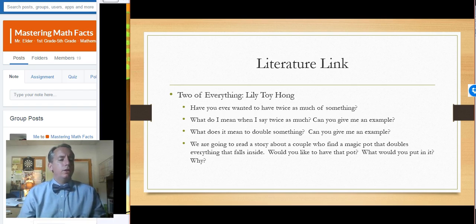Think about giving kids chances to draw out what they mean when they say twice as much. If I'm going to give you twice as much homework, what does that mean? If I'm going to give you twice as much money, what does that mean? And is that the same as doubling?